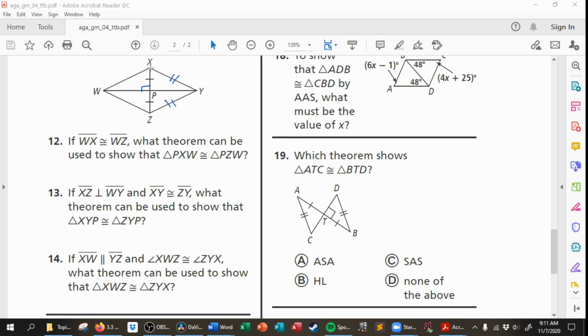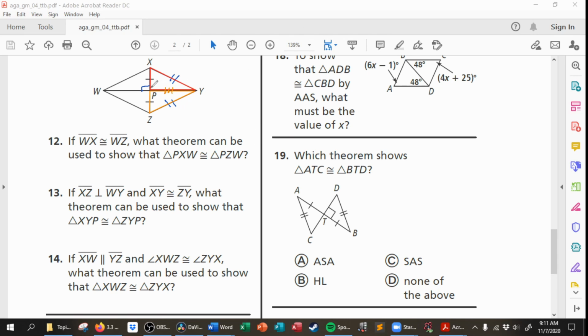So go from X to Y, Y to P, and back around again. Can be shown that ZYP, so start at Z and go to Y, and then go from Y to P, and P back to Z. So again, we're doing the same thing. We would just reflect it over, and this one's pretty easy once you do. PY is going to be congruent to PY.